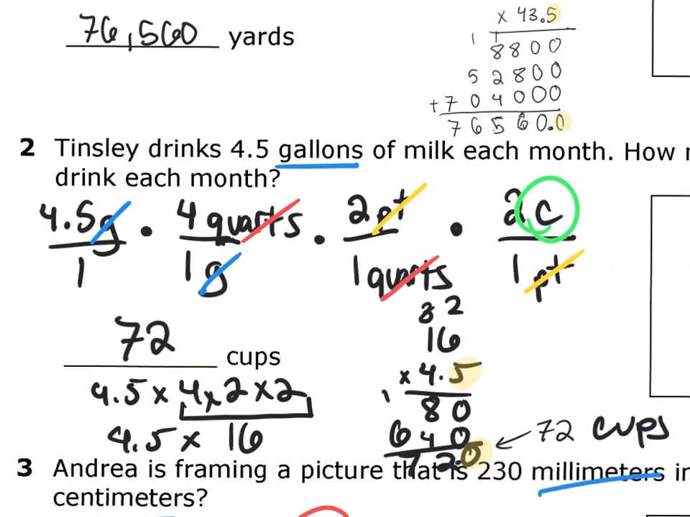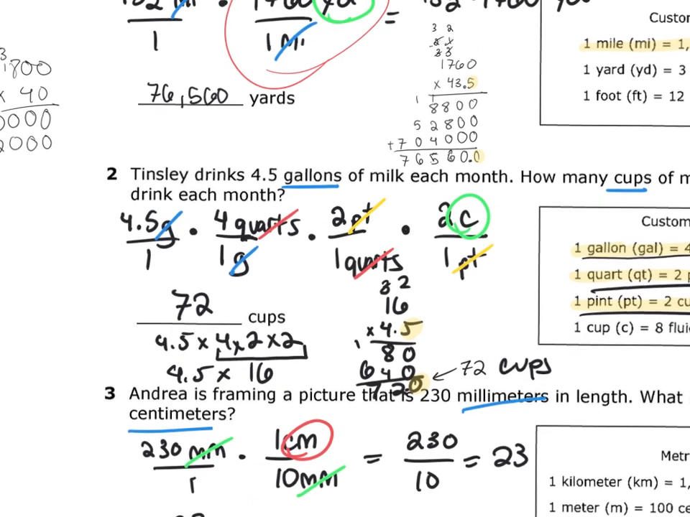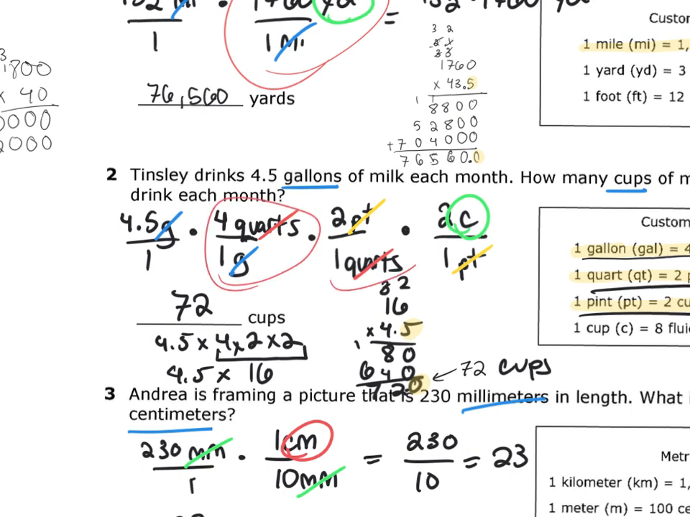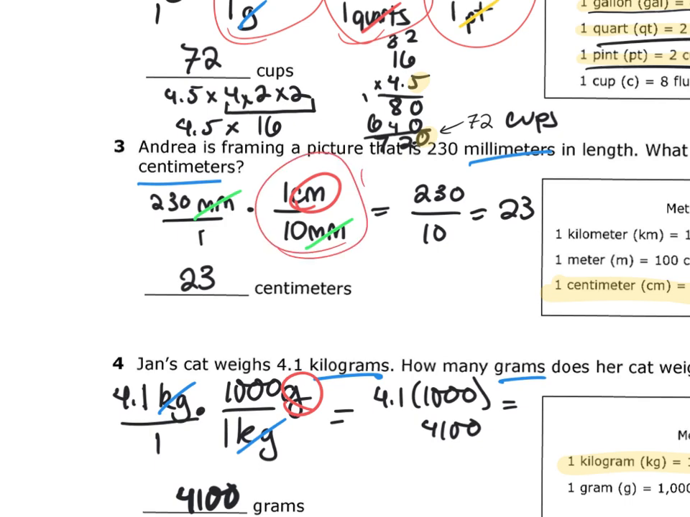What I want you to remember about using the unit rate method to convert measurements is that all we're really doing is multiplying by fancy ones. So on problem number 1, 1,600 yards is equal to 1 mile. So this is a fancy 1. On problem number 2, each of these we talked about are just fancy ones. We're multiplying by 1 3 times. There we go, 1, 1, 1. On problem number 3, 1 centimeter is equal to 10 millimeters. So this is also a 1.